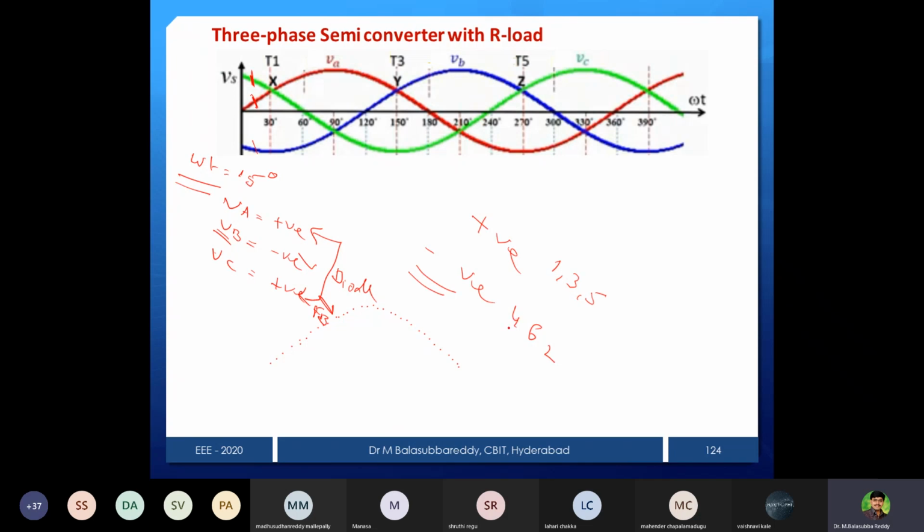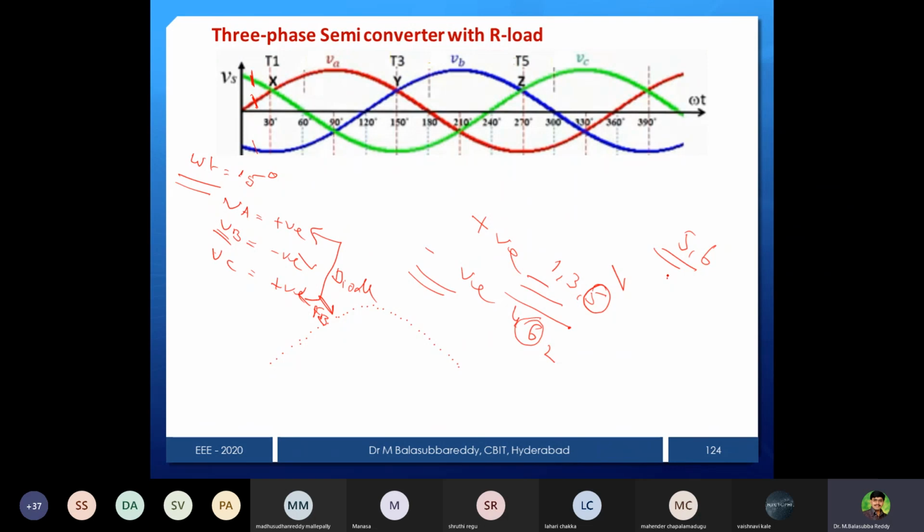What devices are forward biased? VA is positive only but less positive, and VC is more positive. Then the C phase device will be forward biased. So this is A phase, B phase and C phase. C phase positive device, that means the fifth device is forward biased, and then B phase is more negative. B phase negative means the sixth device is conducting. Then your conduction will be 5, 6.